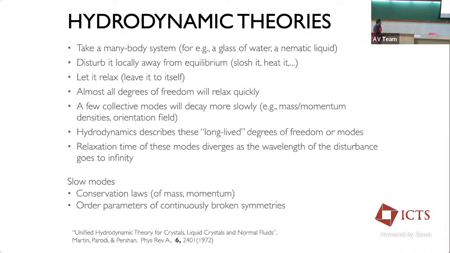So some examples, for instance, if you have a conserved quantity like mass or momentum, the densities of those conserved quantities are hydrodynamic variables. If you have a phase transition, close to a phase transition, or you have an order parameter that describes a continuously broken symmetry, for example, the polar order parameter, the densities of such variables are very good hydrodynamic variables.